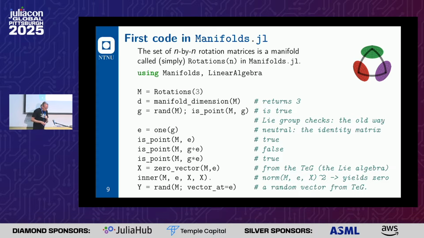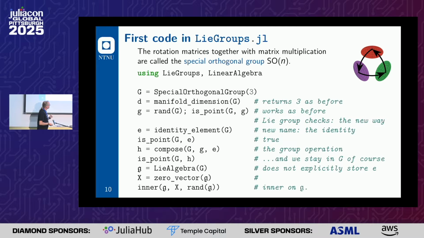Okay, if we switch to Lie groups, a few names change, but a few things get a bit nicer. So this is the switch to Lie groups. The Lie group G is called the special orthogonal group, but that's the rotations with matrix multiplication. The manifold dimension stays the same and actually passes through to Manifolds.jl. E now gets its specific name, it's the identity element. So that way you can even exchange the G up front and do the same thing on another Lie group. It's a point on my Lie group.